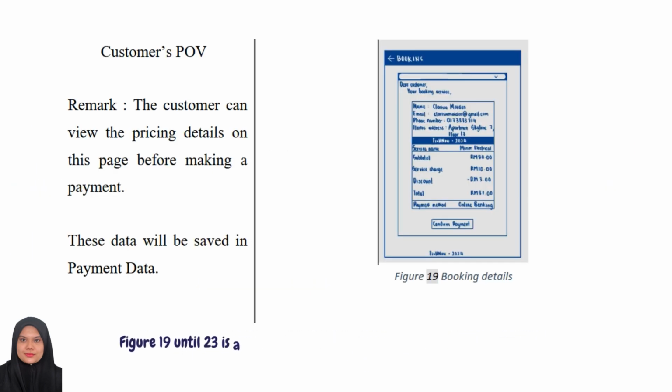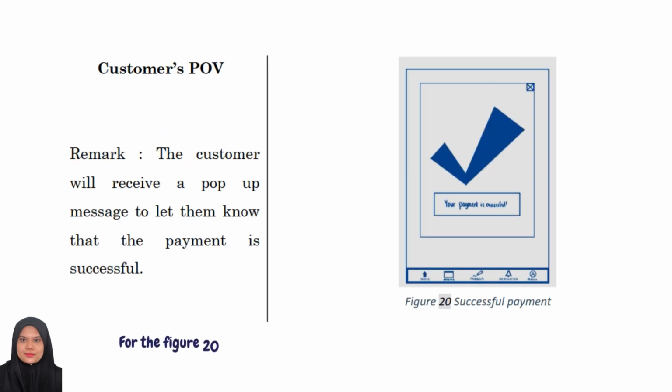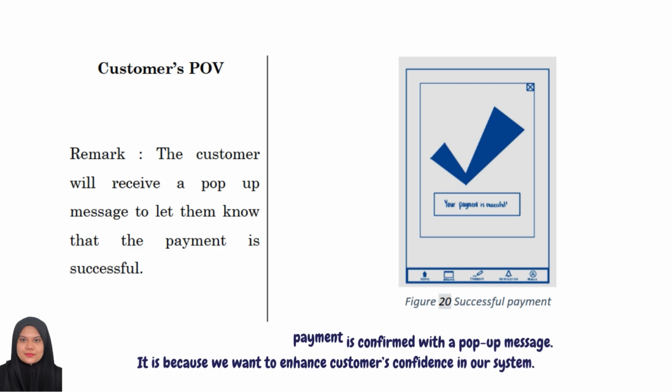Figures 19 until 23 are the payment review for the handyman. Figure 19 is pricing details. Details are displayed before final payment. For figure 20, a successful payment is confirmed with a pop-up message. It is because we want to enhance customer confidence in our system.